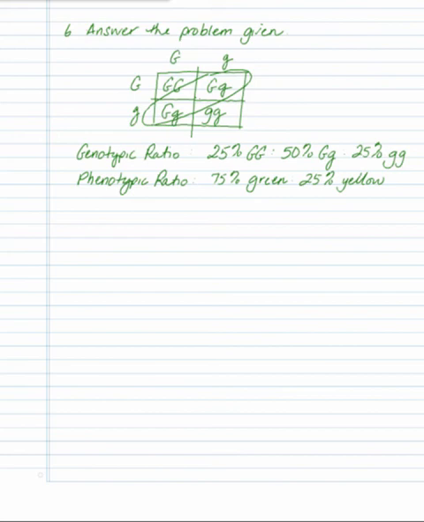So there you have it, a monohybrid cross completed using dominance and recessiveness. Next time we'll take a look at how you do a dihybrid cross using these same steps.